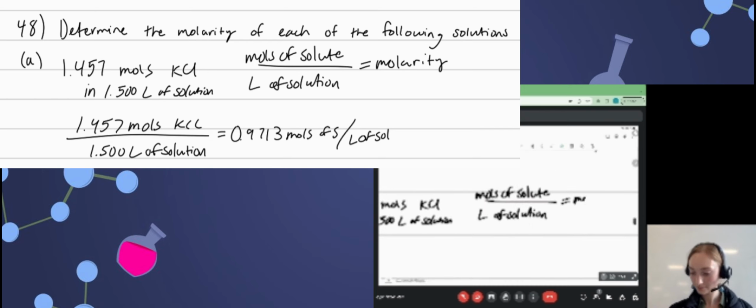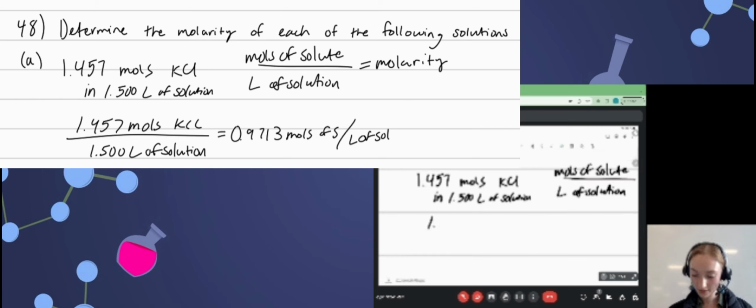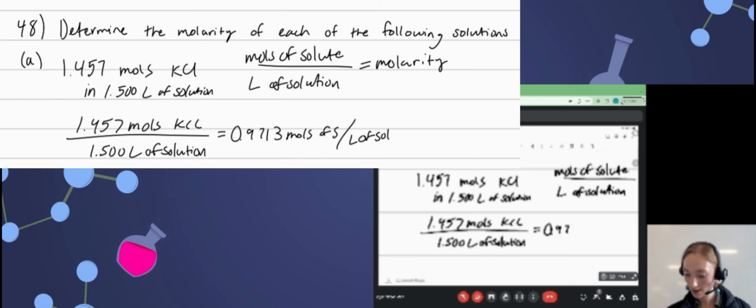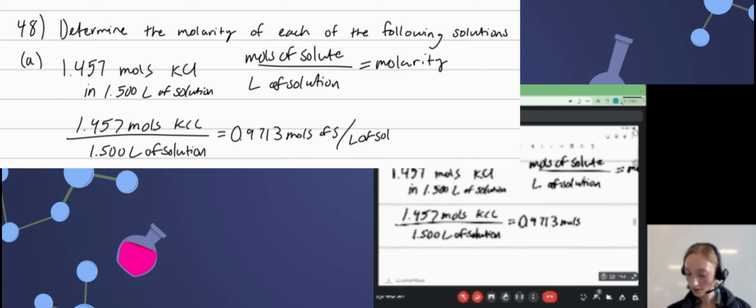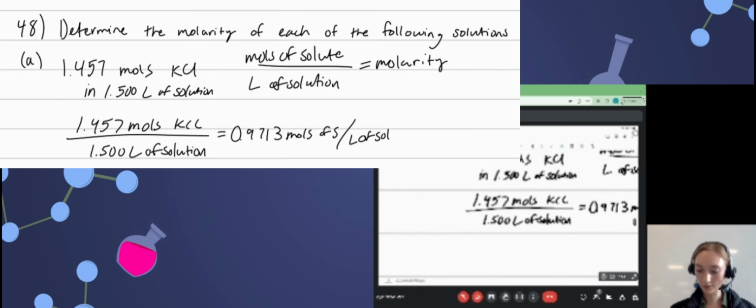So we will divide both of these by each other. So we have 1.457 moles of KCl, and we have 1.500 liters of solution. And so dividing this out, we will get 0.9713 moles of solute over liters of solution. So that is the molarity for this given amount of potassium chloride. So let's move on to another problem of 48.